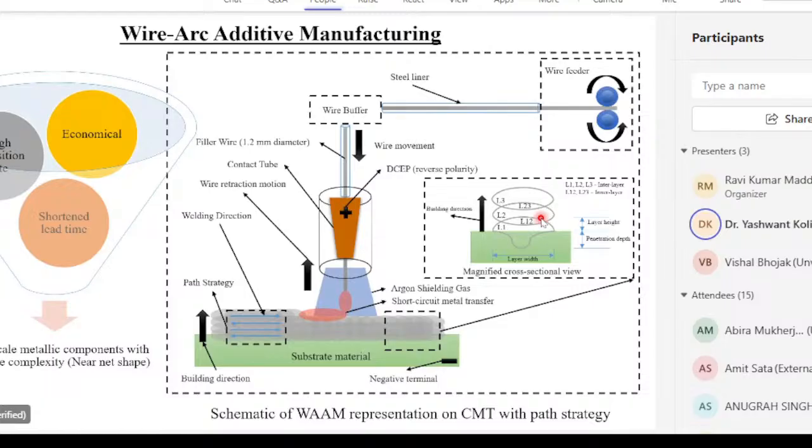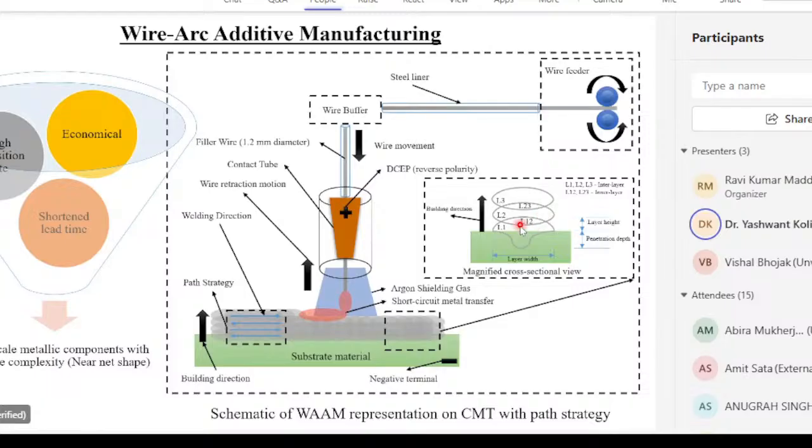It should be an optimum value. If the L12 depth is more, then you will face a problem of height limitation. The height of the component will be less within the layers. That means the average height of the layer will be smaller, and that is not required in WAM. If we are fabricating a bigger component, we need a good amount of height with fewer layers.